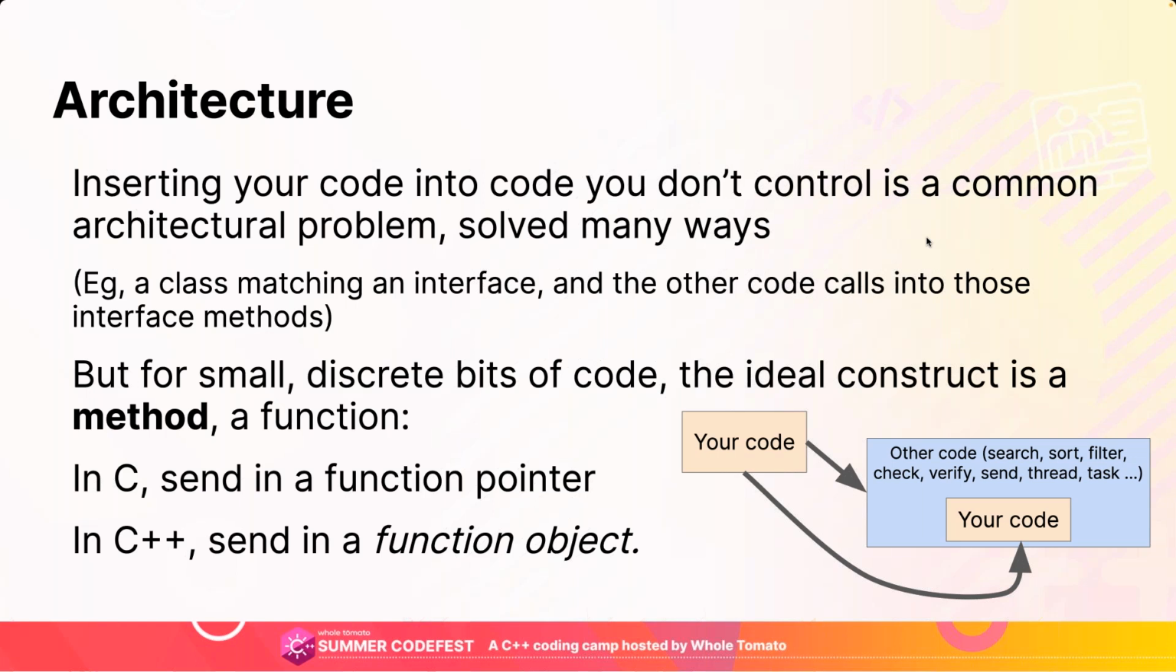But going by C++, for small discrete bits of code, the ideal construct is a method, a function, because that is a small discrete bit of code. In the really old days in C, you would have sent in a function pointer. In C++, you would send in a function object. So you have your code that calls into something and runs your code again, and the bit that you send in is a function or a function object.